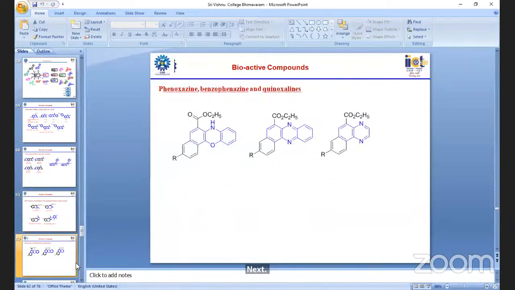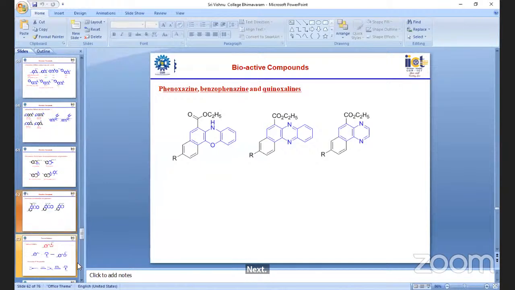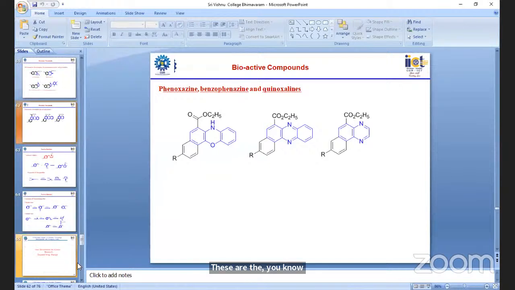These are the benzophenazines, phenoxazines, and quinoxalines that were prepared. These are bioactive compounds which are used as photo labeling agents.